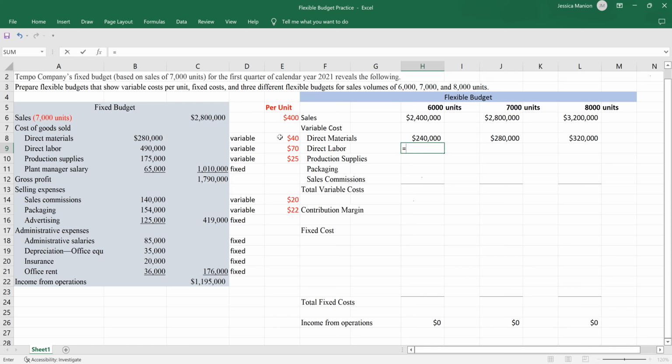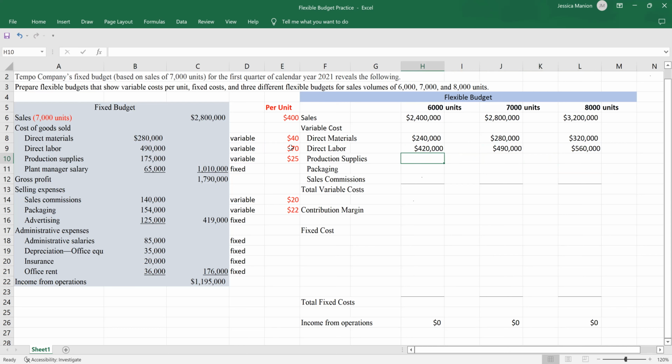Now we want to do the same thing for direct labor. So 6,000 units times our direct labor cost per unit. 7,000 units times our direct labor cost per unit. And then finally 8,000 units times our direct labor cost per unit.